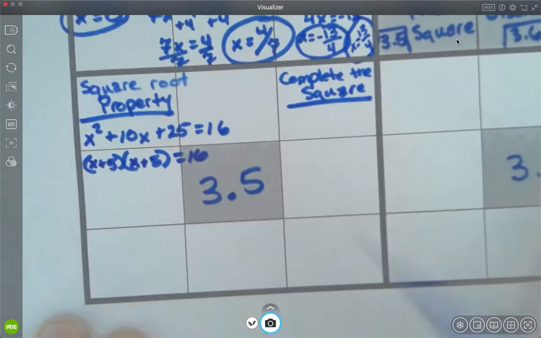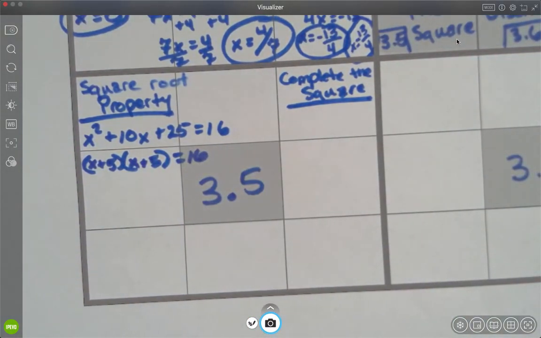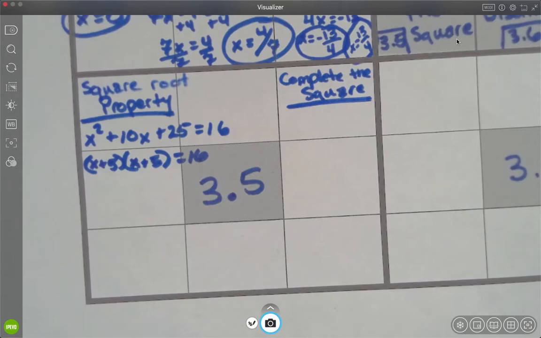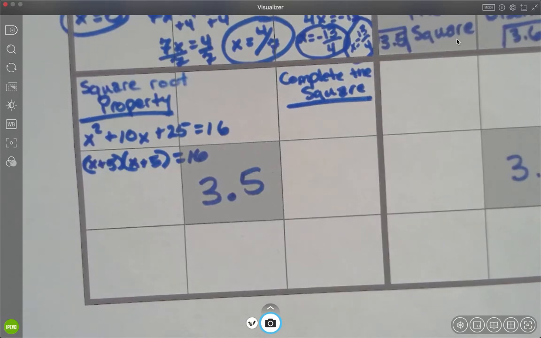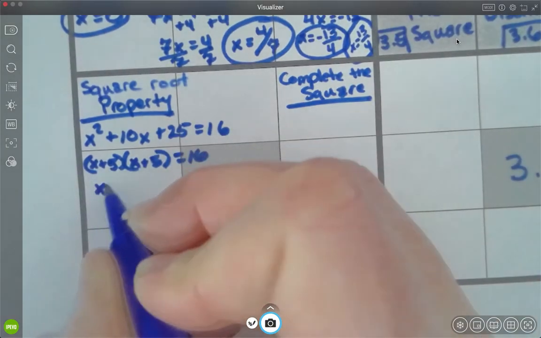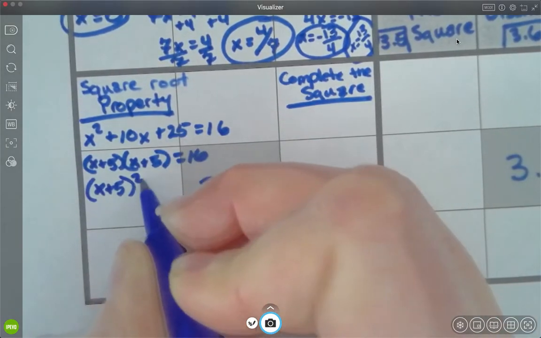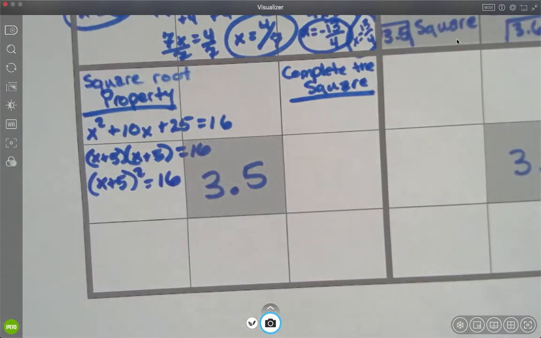x plus 5 equals what? 16. Okay, now, this is number 28. Set them equal to... x plus 5 squared equals 16. x plus 5 times x plus 5 is x plus 5 squared. And then you have to subtract 5 over. Not yet.